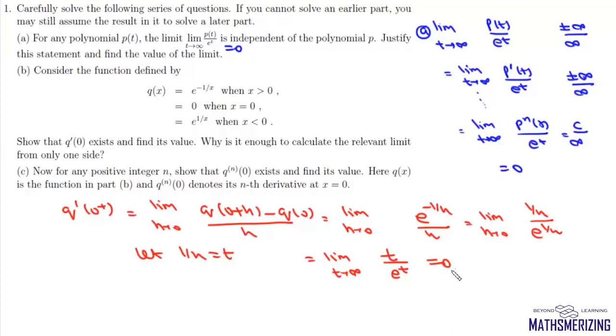Now we need not calculate q dash 0 negative, as this given function is an even function. So suppose we have to find the value of q(minus 2), it will be e to the power minus 1 by 2, which is the same as the value at 2. So this given function is an even function, so we just have to calculate the limit from only one side. So this q dash 0 exists and its value is simply 0.